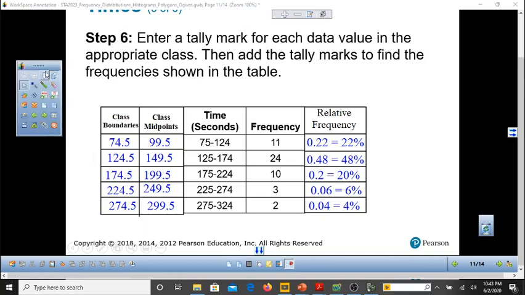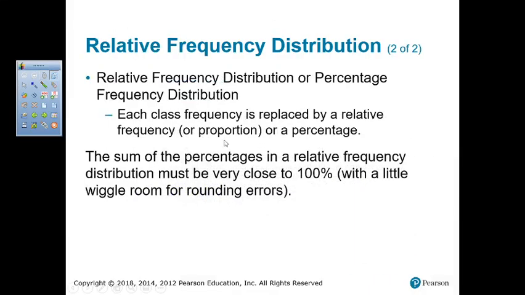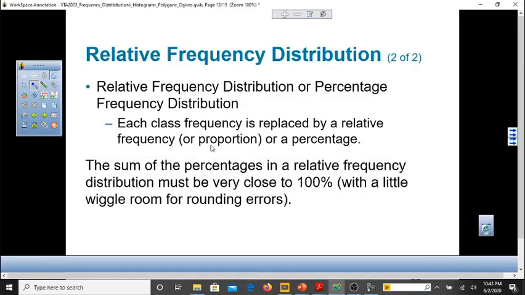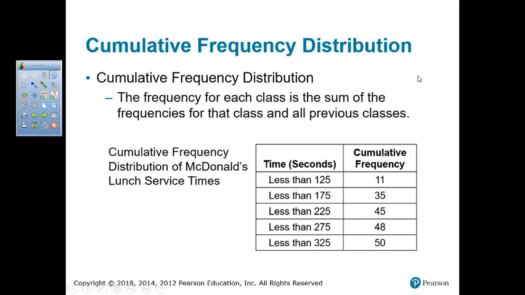Now, just a reminder here that the relative frequency, again, the sum of the percentages should be 100%. If you did a little rounding, it may be slightly off because of rounding errors, but you should also remember that the relative frequency should add up to be 100%. Now, there's one more type of chart that is based on that, and that's called a cumulative frequency distribution.